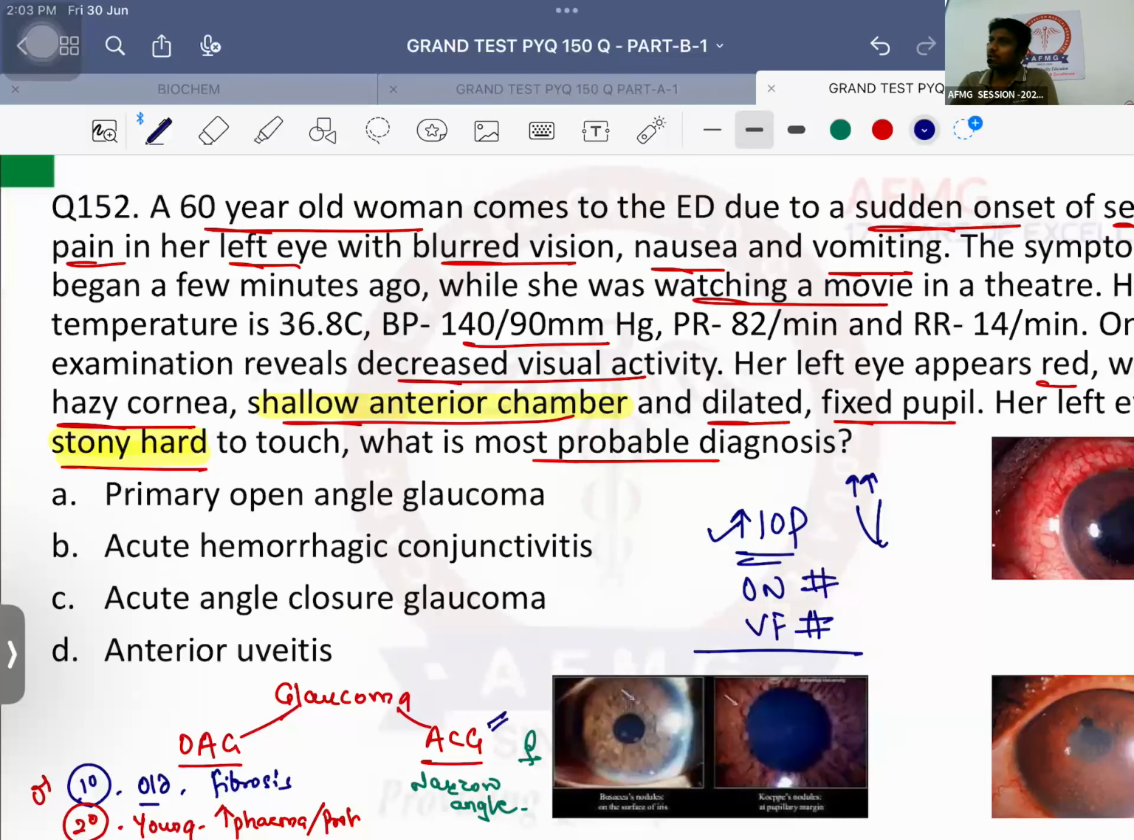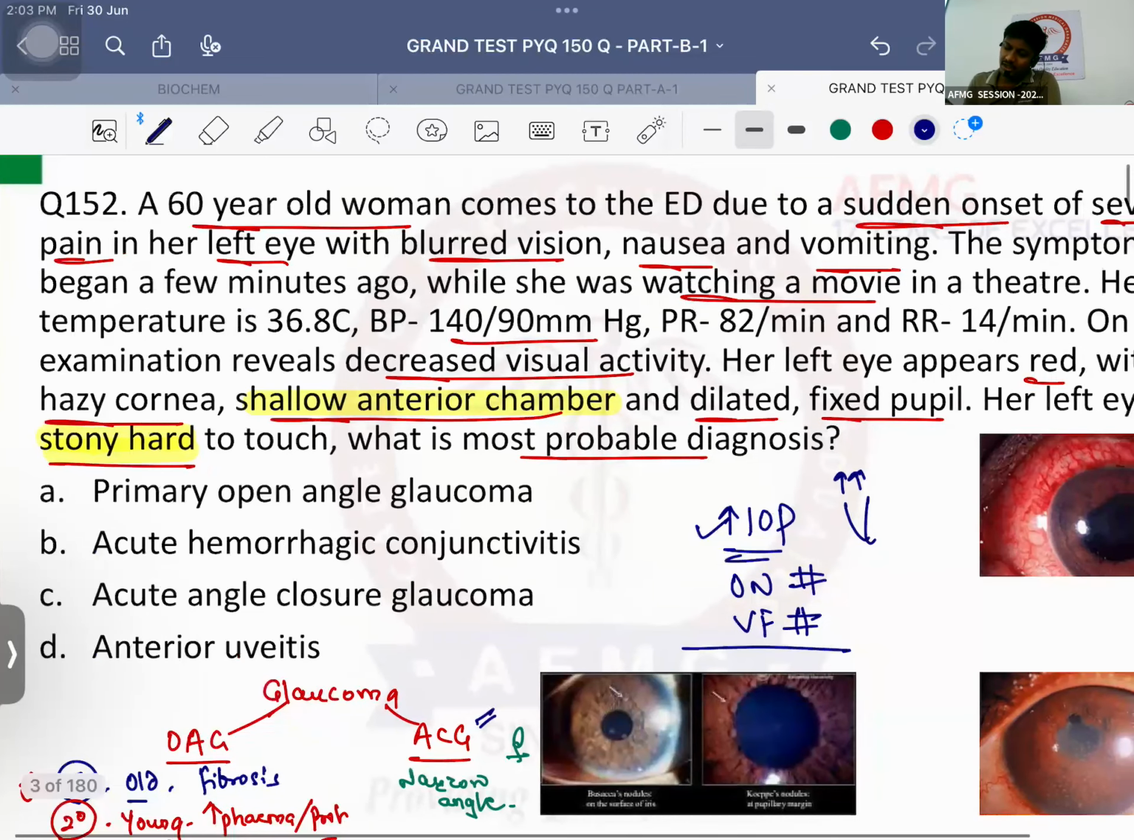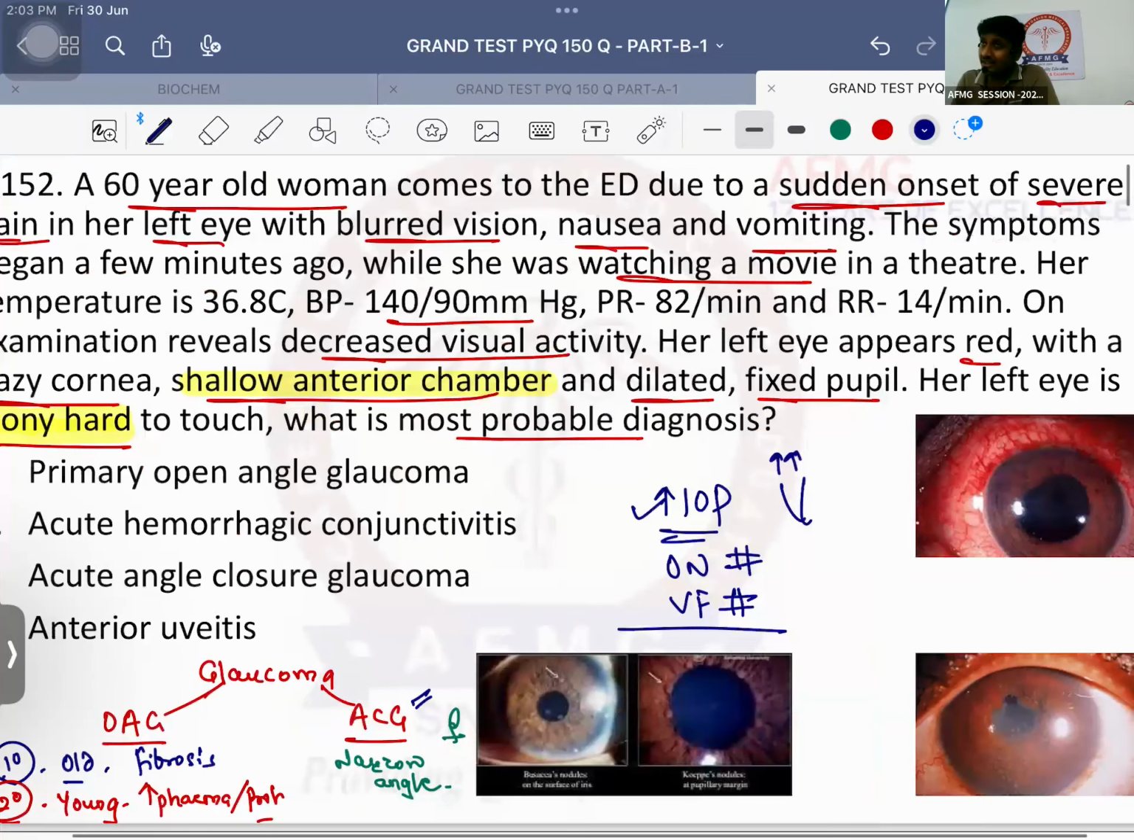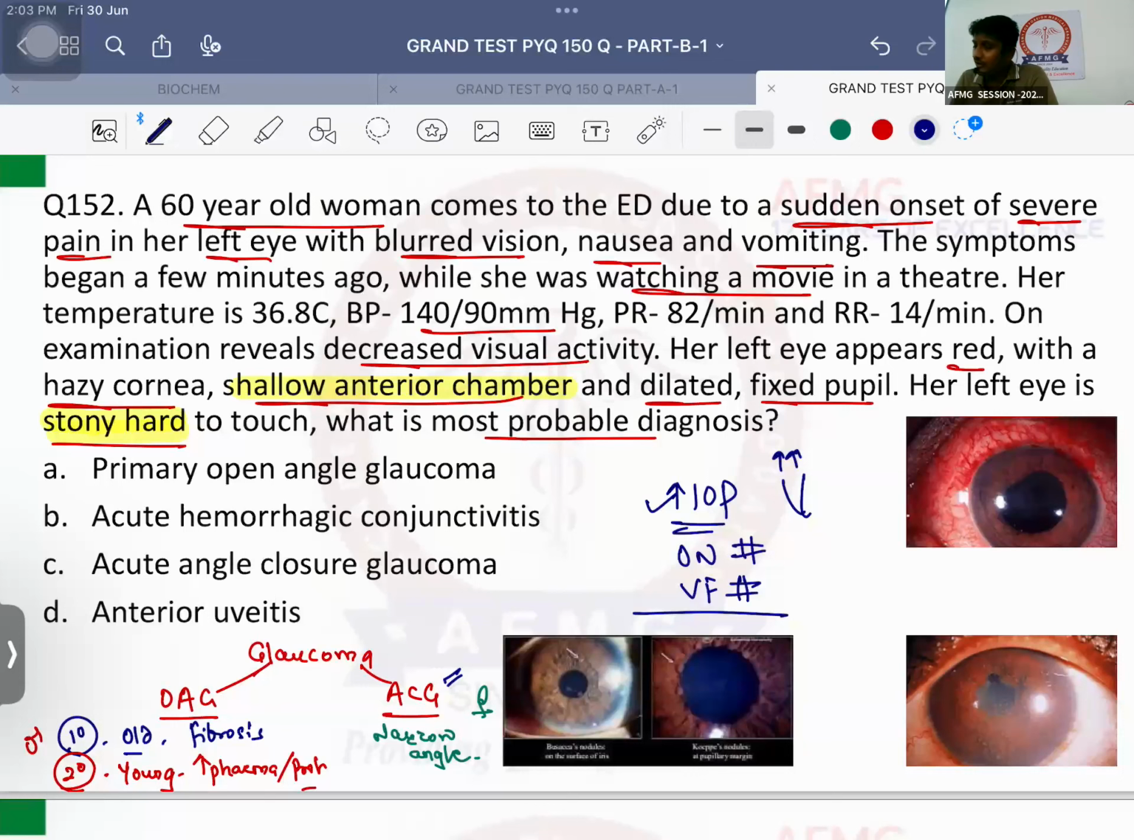Emergency में जो आता है, it is a case of angle closure glaucoma itself. So usually here the patient has come to ED with sudden onset severe pain in her left eye. There is blurring of vision, nausea and vomiting. Along with that, there is a trigger factor. What was the trigger factor? She was already watching a movie.